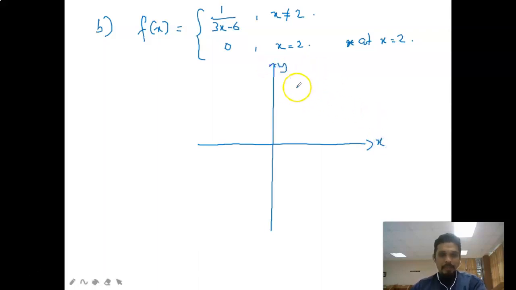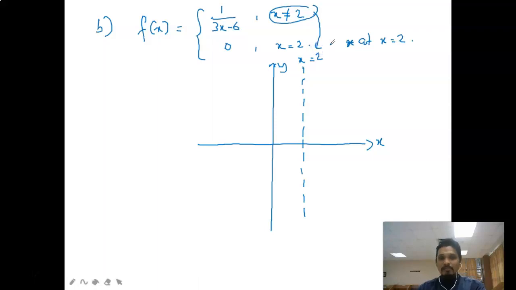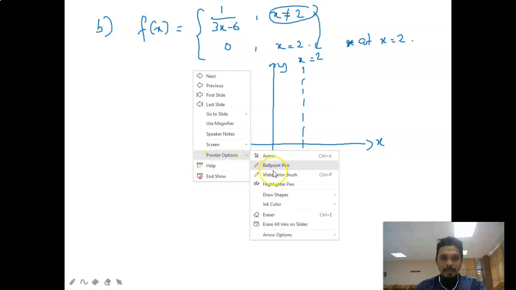Okay, now the y and x axis, so there's a vertical asymptote here. Vertical asymptote at x equal to 2, because x cannot be equal to 2, so automatically it tells us there's a vertical asymptote for the graph. And now let's sketch the graph here using other colors.